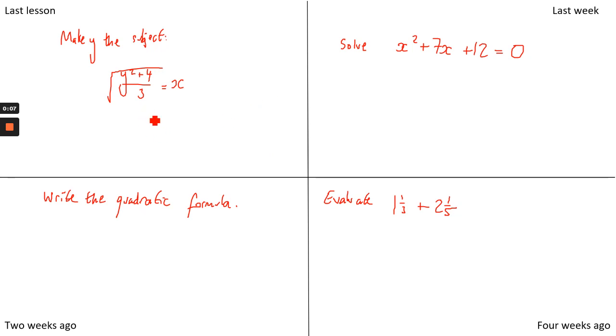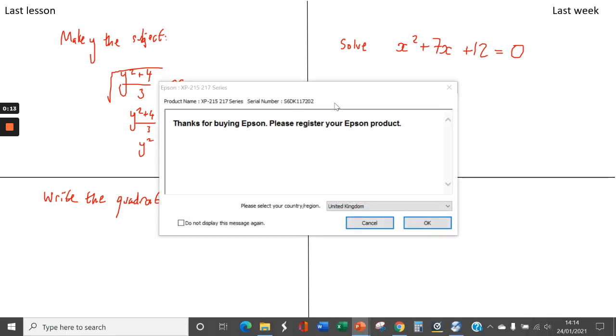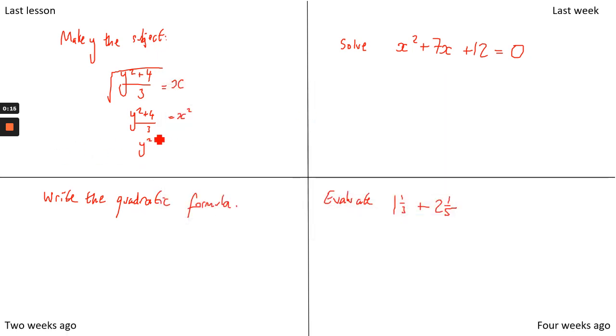Okay, so the first step, we need to square both sides. So we've got y squared plus 4 over 3 equals x squared. I then multiply both sides by the denominator, which is 3. So we've got y squared plus 4 equals 3x squared. I'm going to subtract 4 from both sides, and then finally square root my answer. So I've got y equals the square root of 3x squared minus 4.